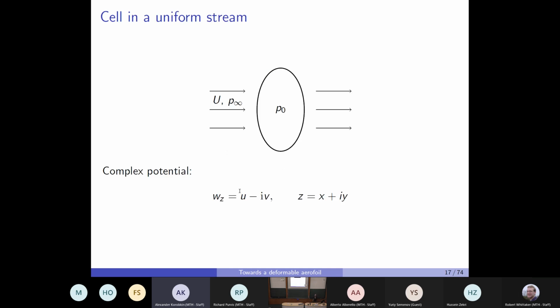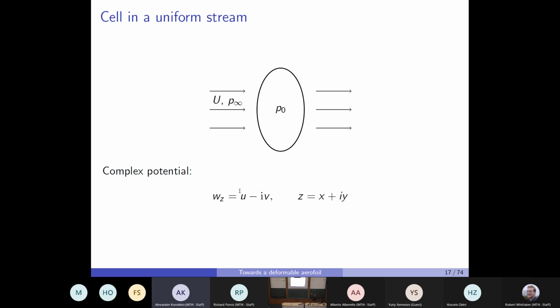Right, okay, so now let's take that cell and put it into a flow, which is what we wanted to do. We'll assume that far enough to the left, there is a uniform stream with strength capital U and pressure P infinity coming towards our cell, negotiating its way around the cell and then going off to the right. What I want to know is, what do the streamlines look like? What pressure does that impose on the cell boundary? And what is the shape of the cell?